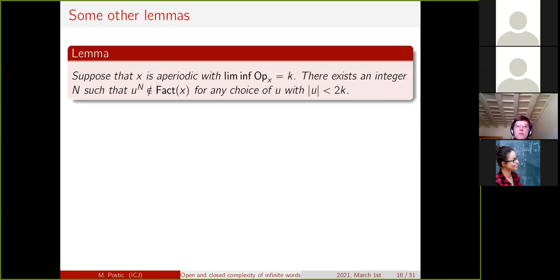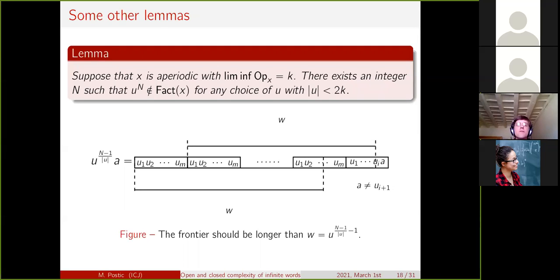Okay, so another lemma which is useful in the proof is the following. If you look at your word x, you know that you are not going to be able to find long powers with long roots. The reason why this is true is that since your word is aperiodic, if you take a very long power, at one point it must break, because otherwise the word would be periodic. And when you look at the factors you get at the point where it breaks, it is going to give you an open factor.